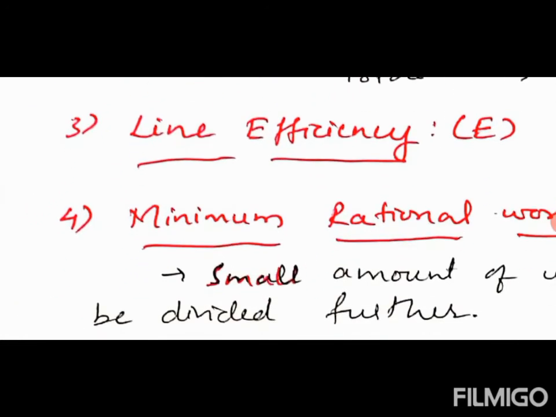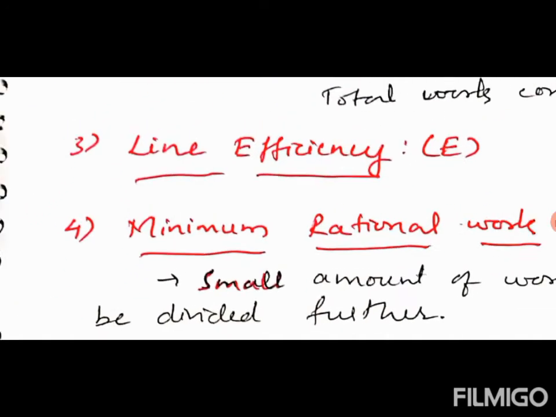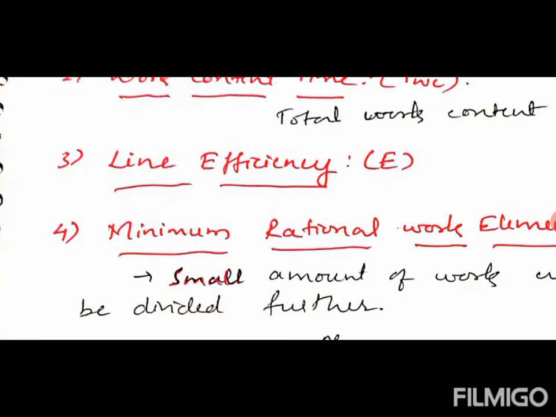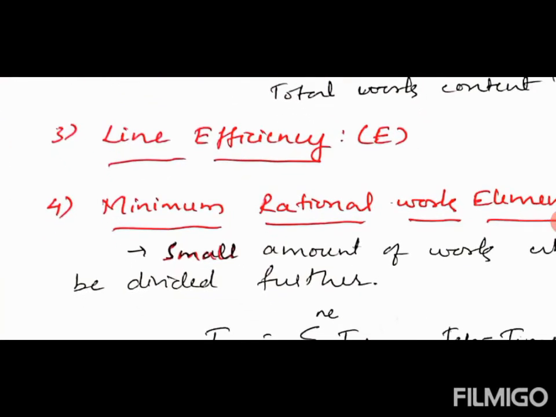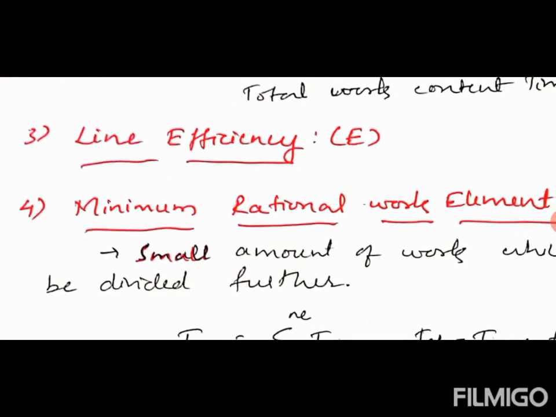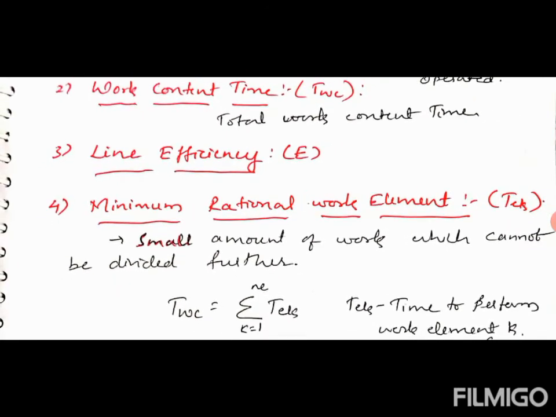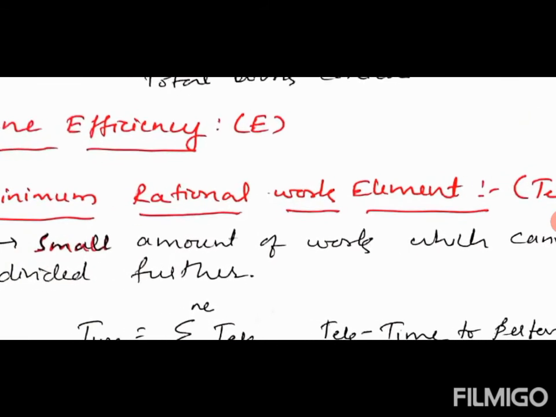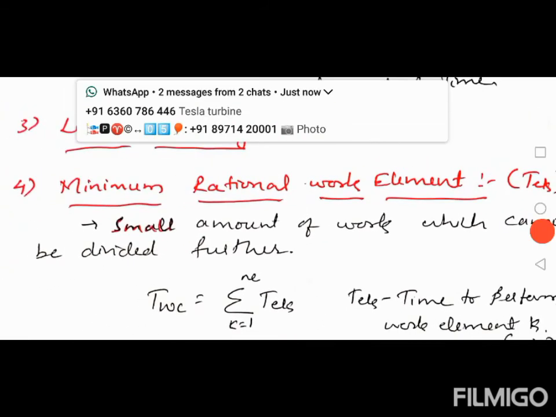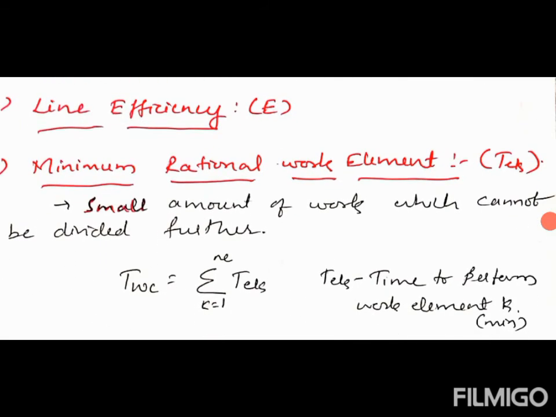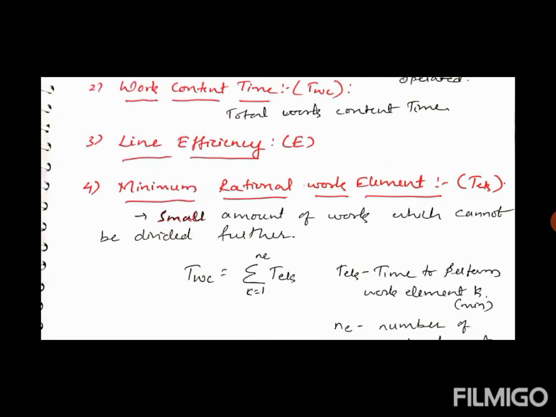Next comes the fourth one, minimum rational work element. Yes, we are starting from the basic things now. What all things are needed for the calculation of the above things. The first thing needed is the minimum rational work element, which we note as TEK. Commonly we define it as a small amount of work which cannot be divided further. Minimum rational work element cannot be rationalized further.